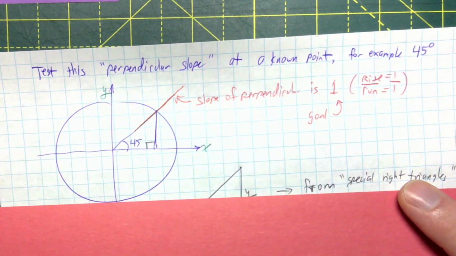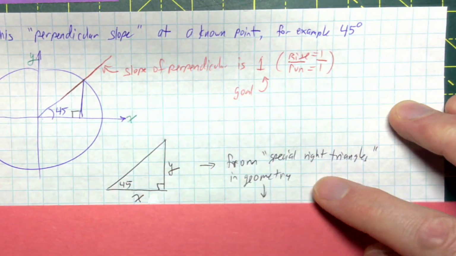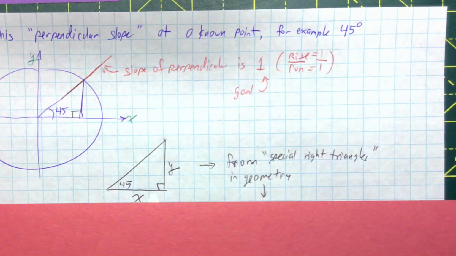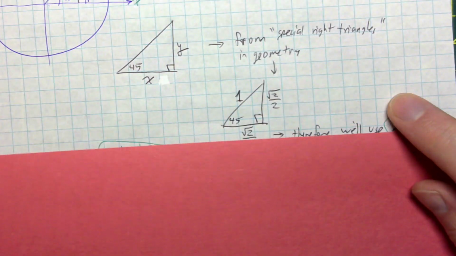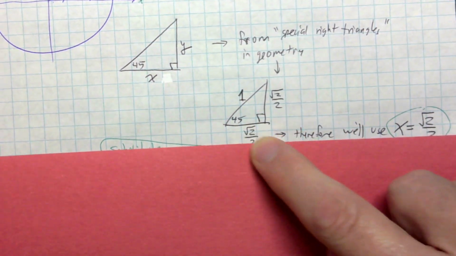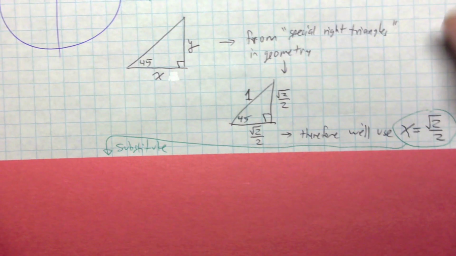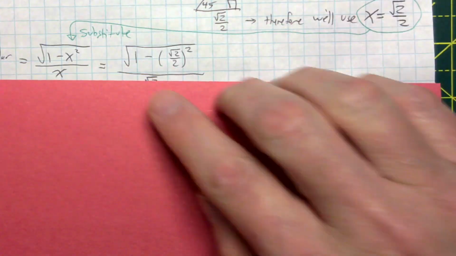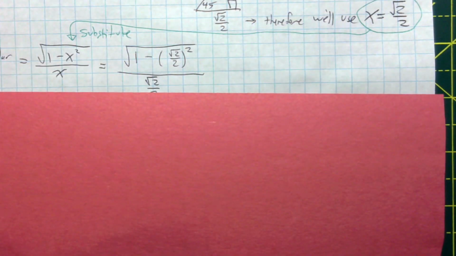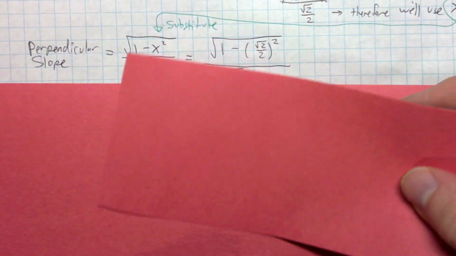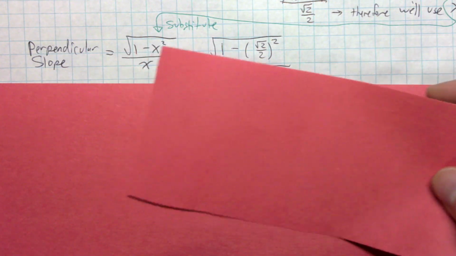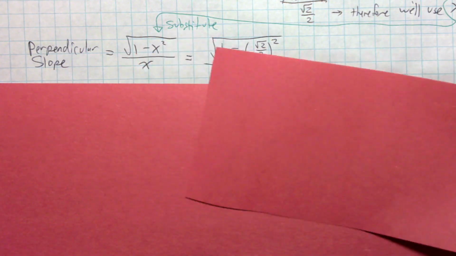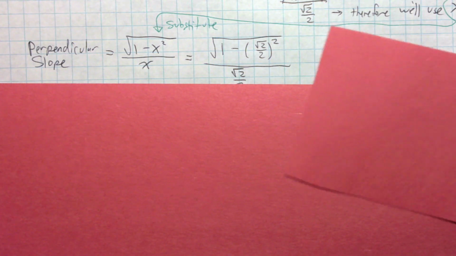Now, if you remember from geometry, a 45, 45, 90 right triangle, we have a special right triangle. That x value is going to be root 2 over 2, same as the y value. All right. So we are going to substitute x equals root 2 over 2 into our formula, the formula that we had just discovered. All right. So the perpendicular slope is the square root of 1 minus x squared all over x. We're going to substitute in root 2 over 2.